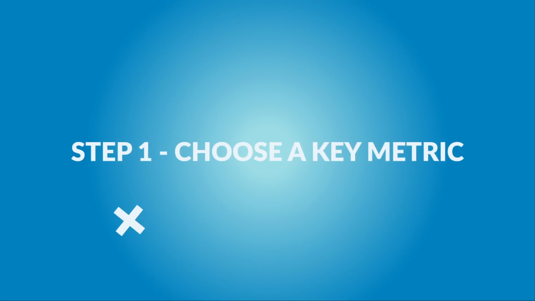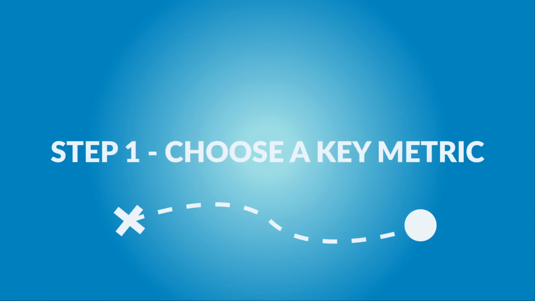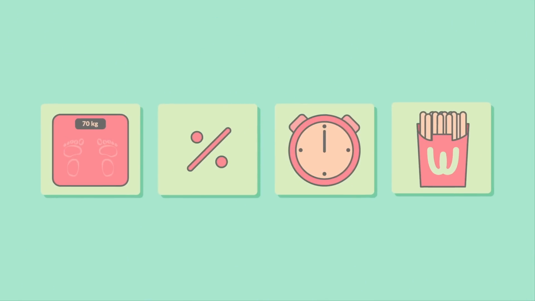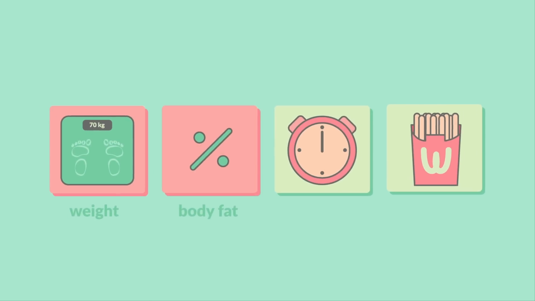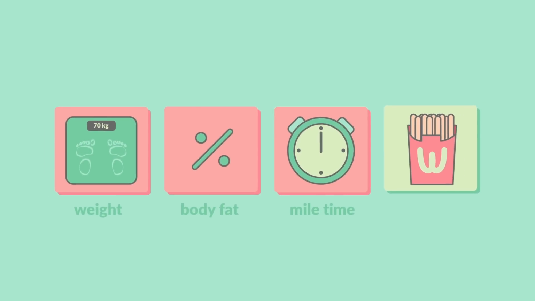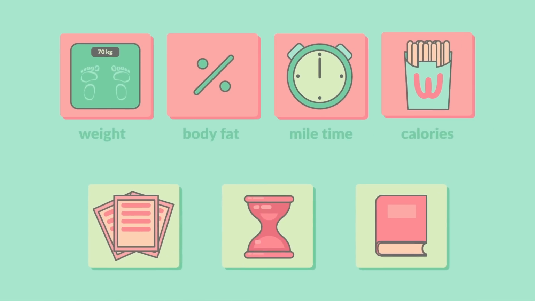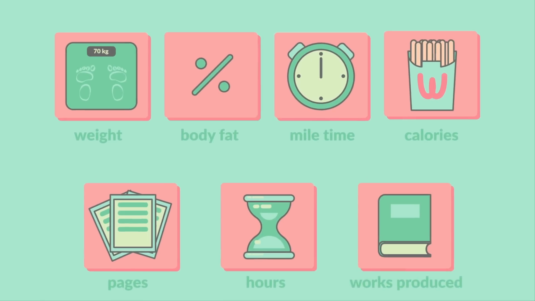Step 1 of getting unstuck is to choose a key metric. It will act as a reference point, allowing you to judge whether you're making any progress towards your goal. If you're focused on your health, some metrics you might measure are your weight, your body fat percentage, the time it takes you to run a mile, or the number of calories you consume in a day. If you're focused on productivity, you might measure the number of pages you write, the number of hours you practice your craft, or the number of works you produce.